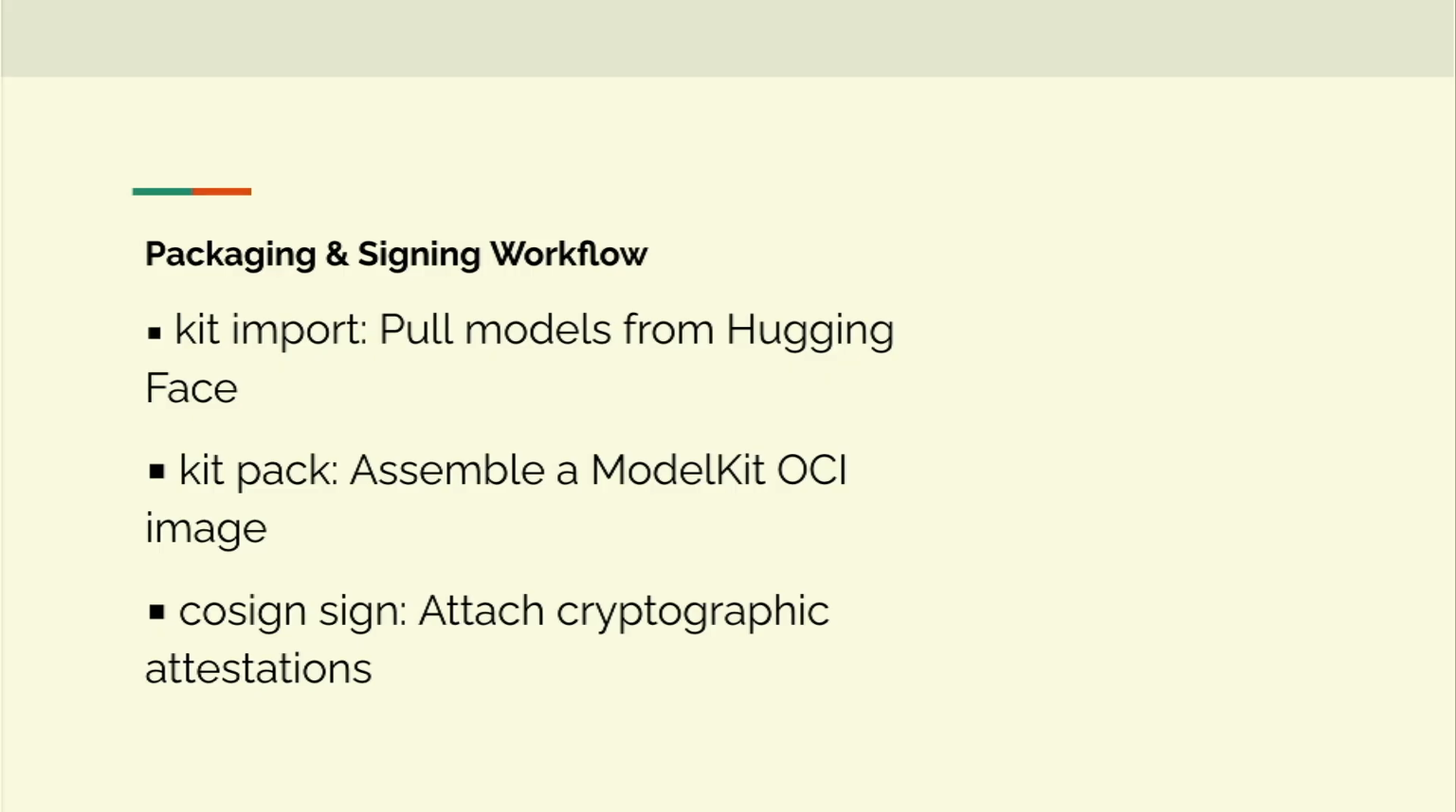And this is what you will see in the demo that I'll do right now. We'll first pull a model from Hugging Face, then we will create a ModelKit OCI image for it, and we'll use Cosign. Cosign basically adds cryptographic attestation to ensure that only verifiable model kits have been created. Using Cosign, it works with Sigstore in order to provide immutable signed images.